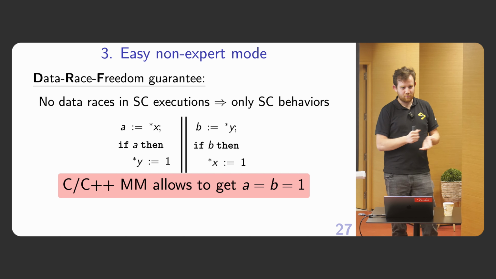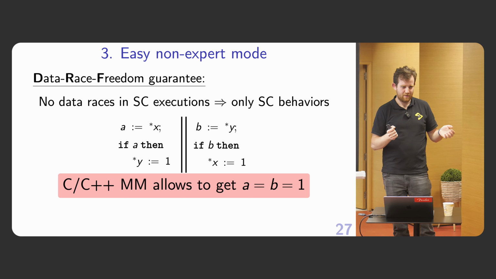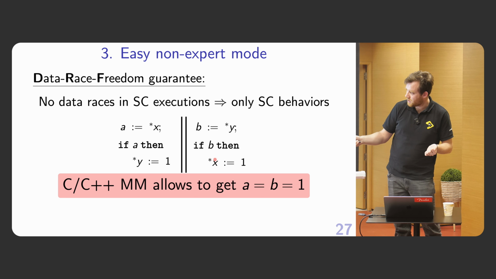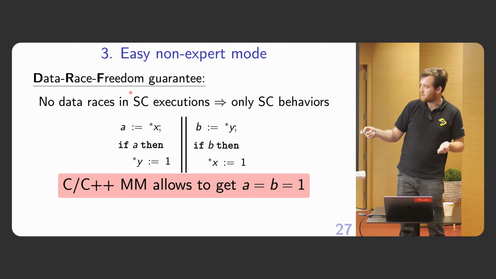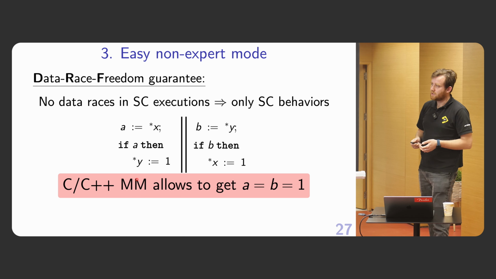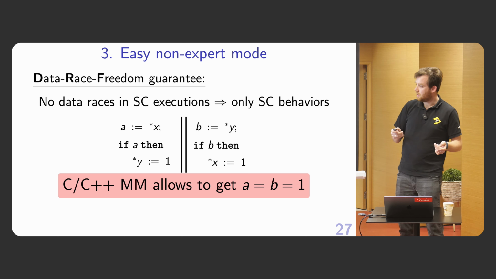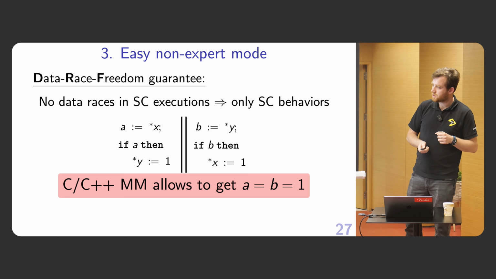However, the C++ memory model allows getting here a being equal to b being equal to 1. The reason I used the red box is that this is not what we would like to have, right? So there is some problem in the C++ memory model which we would like to solve. We'll discuss in a bit more detail why the C++ memory model has this problem.